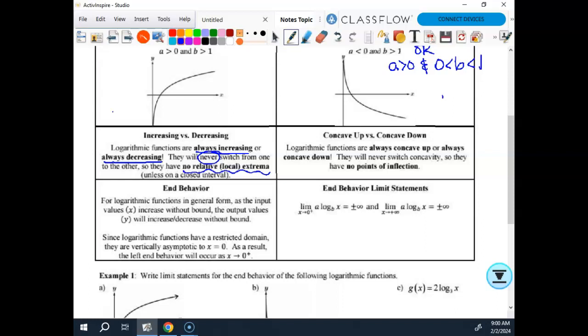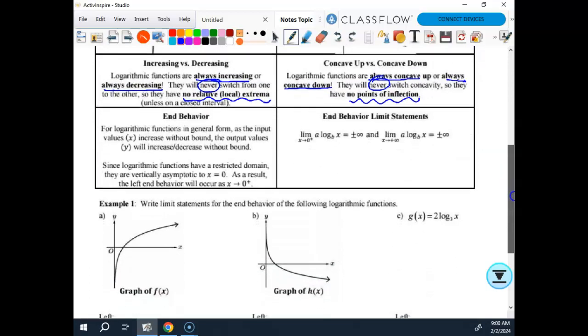Same thing with concavity. They are always concave up or always concave down. They will never switch, so they have no points of inflection. Because remember, your point of inflection is where you change concavity. End behavior. In general form, as the input values of x increase without bound, that means we're going to infinity, right? The output values will increase or decrease without bound.